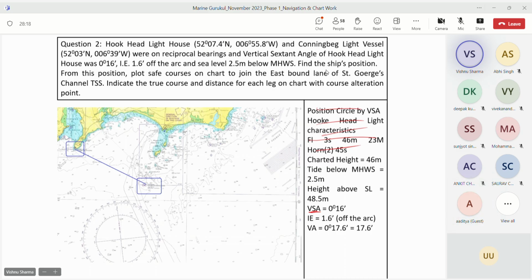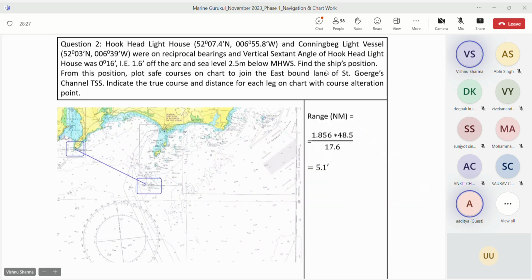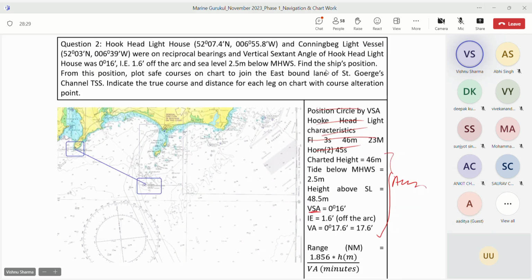Any questions up to this point? So this has to be on the answer sheet, together with the formula and calculation. So this will be the formula. Put the values, get me the range. 5.1, 5 point whatever. Okay, fine.